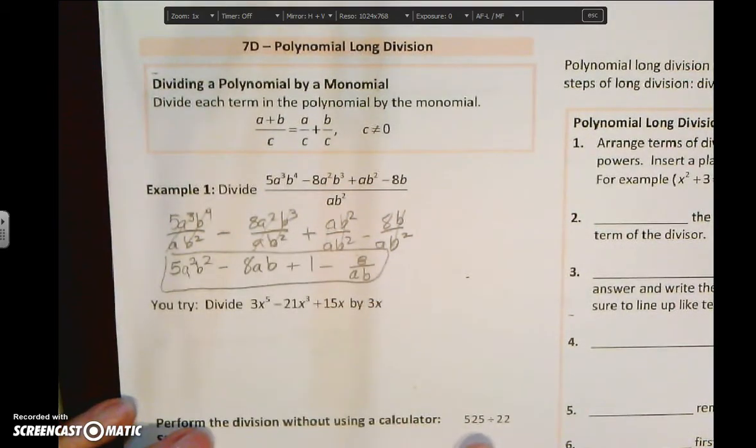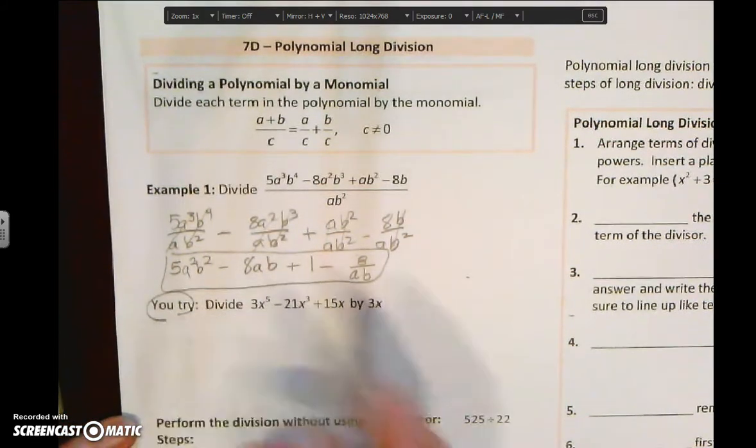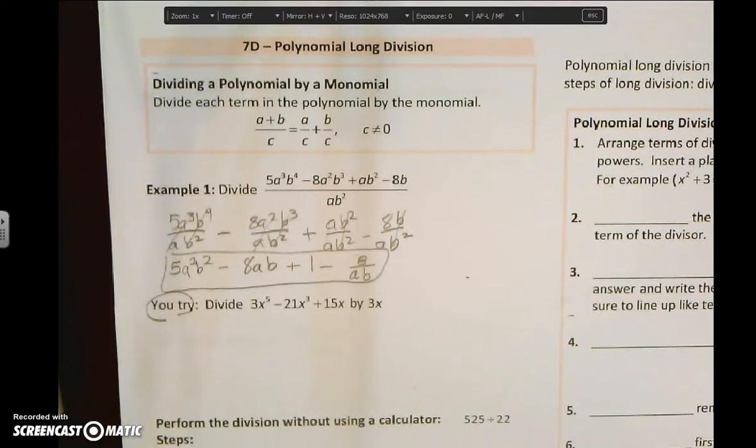So that's how you would divide a monomial into a polynomial. Now you try this one. Pause it and give that a try before we go to something different.